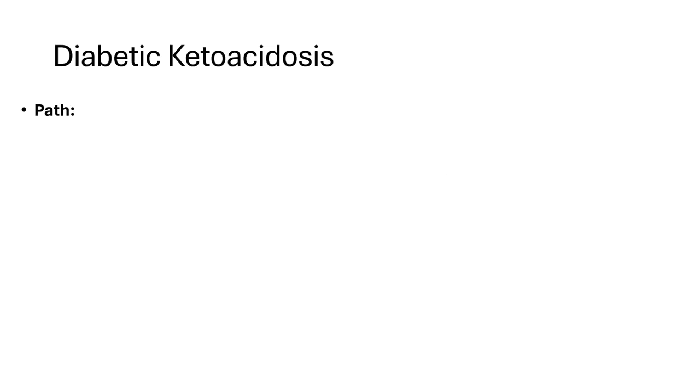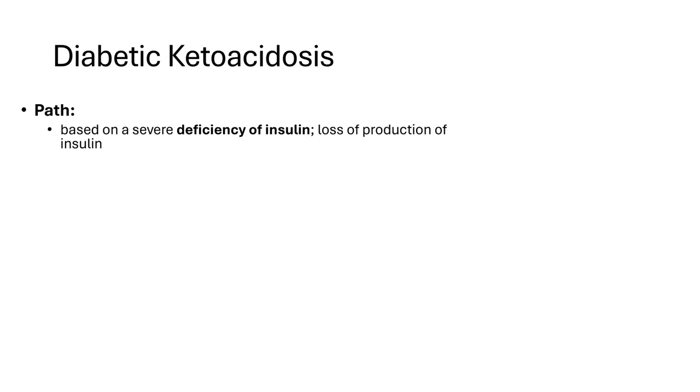Welcome. In this lecture, we'll be covering two high-yield topics, diabetic ketoacidosis and hyperosmolar hyperglycemic state. Let's first talk about the pathology concerning DKA. This is based on severe deficiency of insulin, or better yet, a loss of production of insulin. This is typically seen in type 1 diabetics.